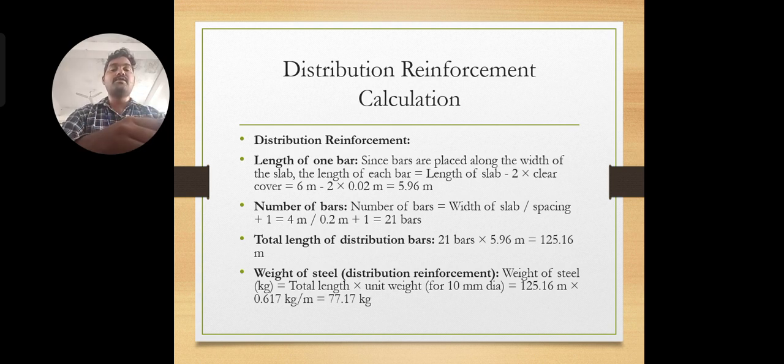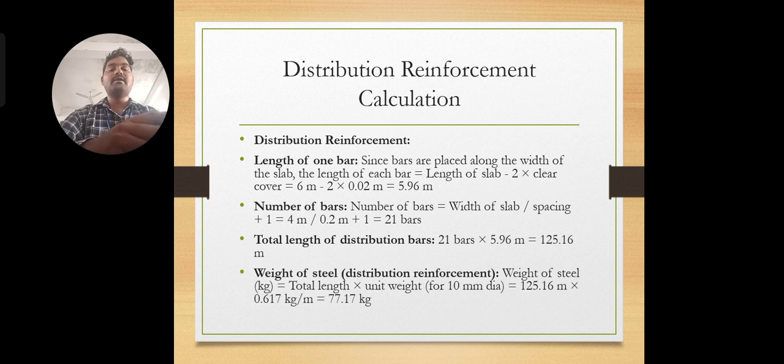So if you observe, previously it may have taken 0.888 kg per meter, and now for the distribution bar they are giving 0.617 kg per meter. So if you multiply this value with the total length of the distribution bars, you get the total weight in kgs, that is equal to 77.17.